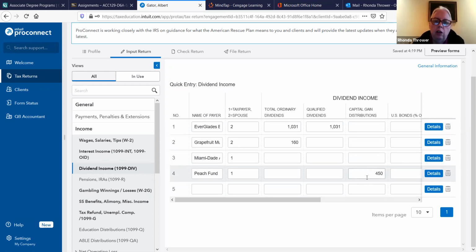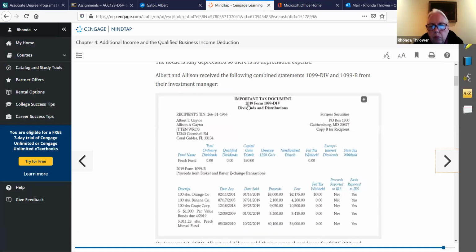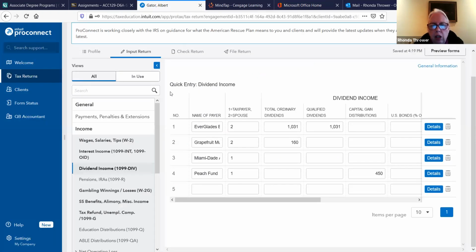And I really just had to hunt around for it because I didn't know that right away. But the key is these were 1099 forms. And I think you can see here that there's a 1099 dividend form. That should have told me that's where that was. So that's how you know to put it in the dividend income.